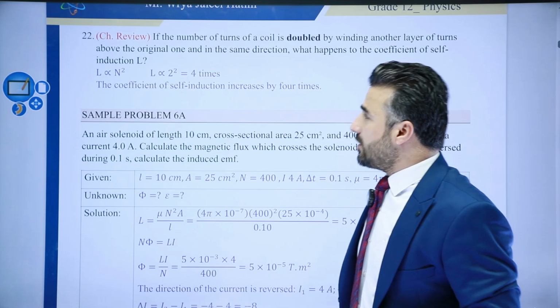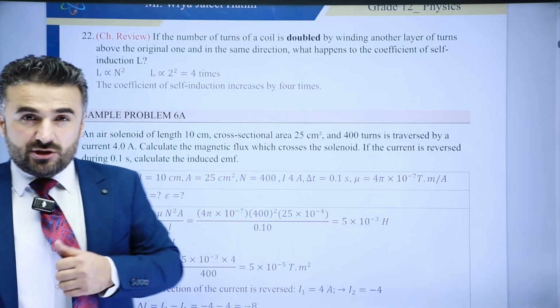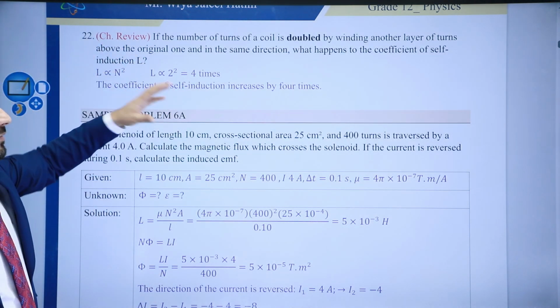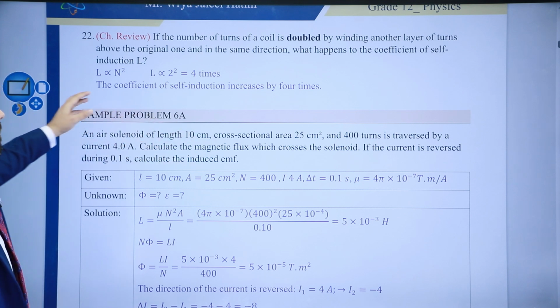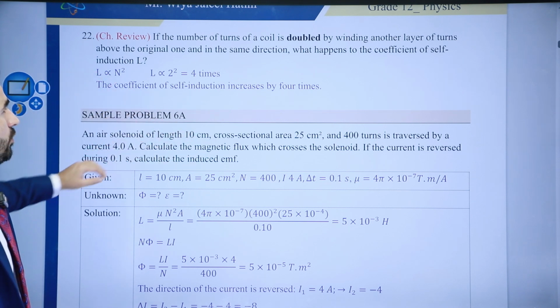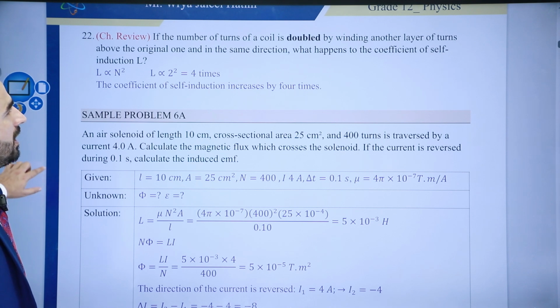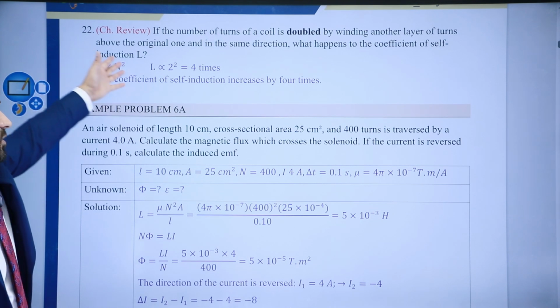All right, we have a question here. It says, like the question that I was just telling you about, if the number of turns of a coil is doubled by winding another layer of turns above the original one and in the same direction, okay, what happens to the coefficient of self-induction L?